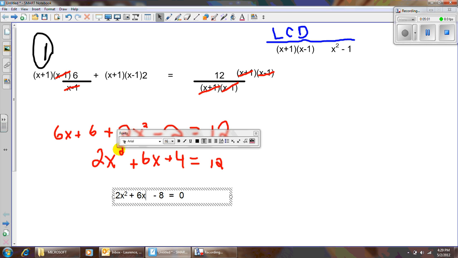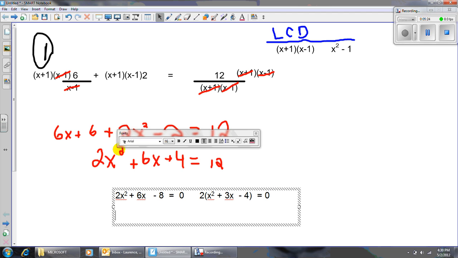Now, I know that that can be factored. I'll pull out a GCF. I could go right to the quadratic formula, but I think this one factors. So I'll pull out a GCF of 2, leaving me with x squared plus 3x, and then minus 4, and that is equal to 0.